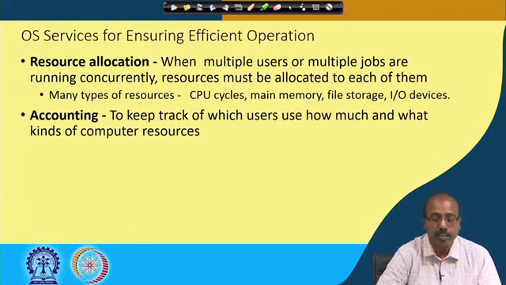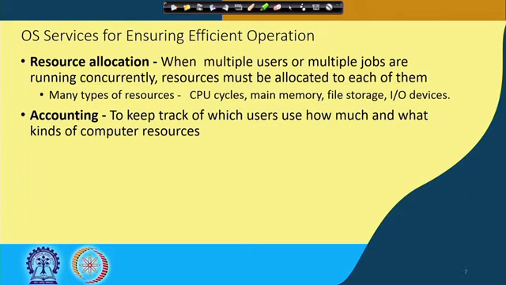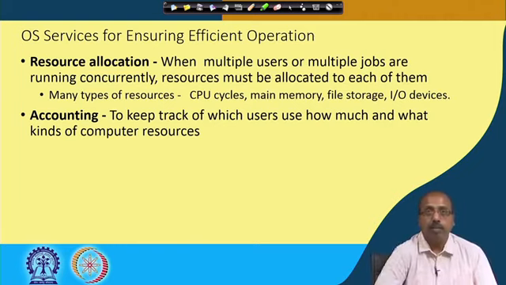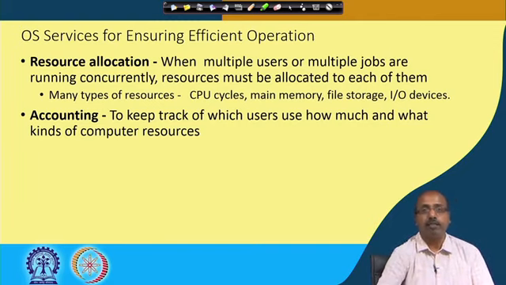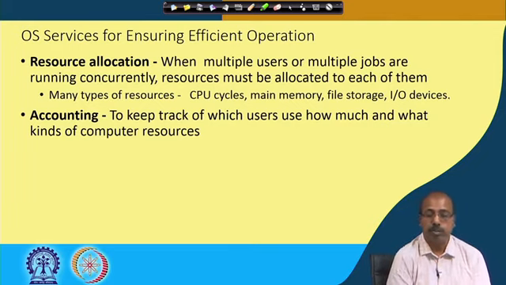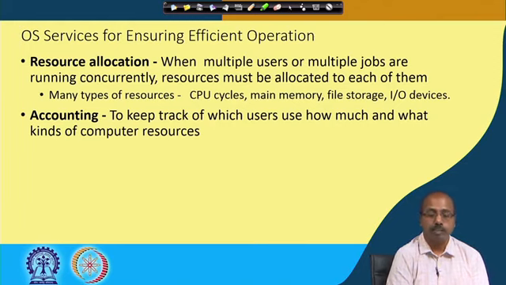Then resource allocation. There can be multiple users or multiple jobs running concurrently, and resources are to be allocated to them. So, we have this resource allocation problem, and there are different types of resources, like CPU cycles. For executing a program we need the CPU to be given to it. For how long the CPU is given to a process determines whether the time is sufficient or not.